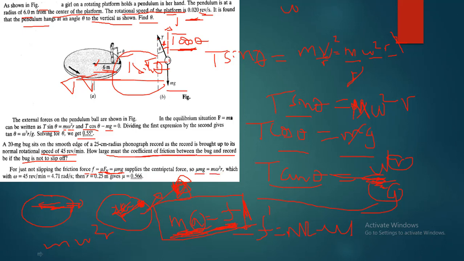The question says how large must the coefficient of friction be, and for that the m and m cancel, and you remain with w squared r divided by g. W squared you already have, which is the normal rotational speed, times the radius, which you have been given as 25 cm. You put in the numbers and you finally get your answer as 0.566.